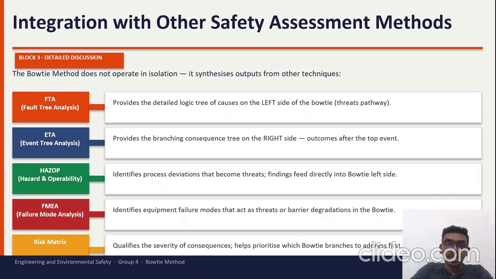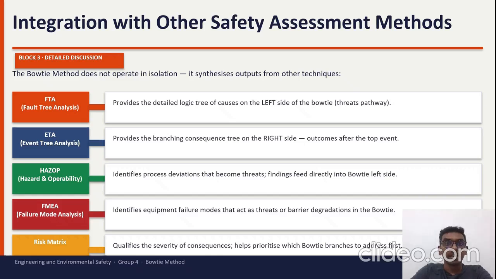And the next one is the ETA, which is event tree analysis. This is to look at what happens after the top event occurs. So this supports the right side of the bow tie, showing the possible consequences and the recovery path that we need to take. HAZOP, which is hazard and operability, identifies the deviations in process conditions such as pressure or temperature issues. So this deviation becomes a threat in the bow tie analysis.